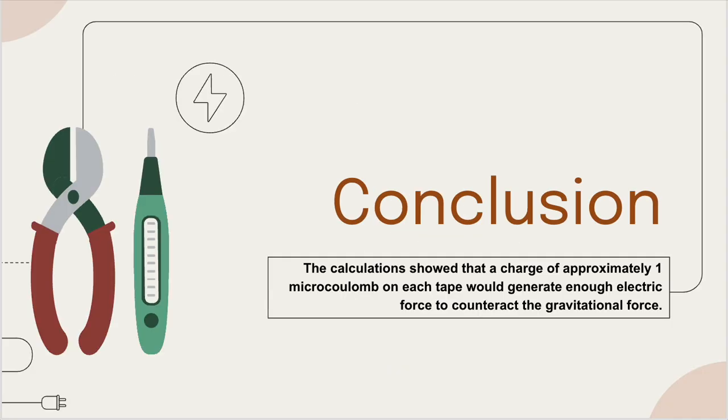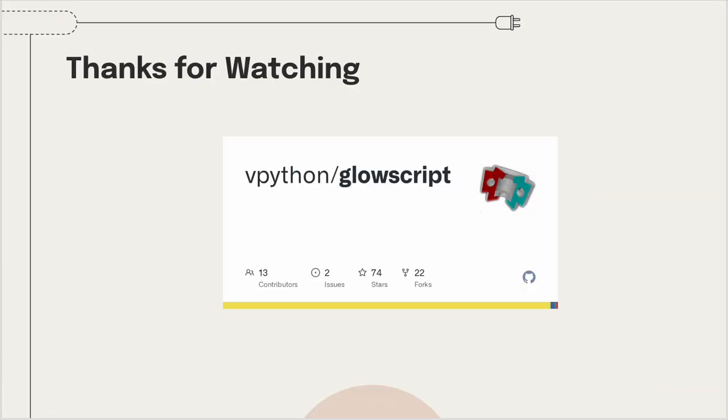In conclusion, we successfully modeled the interaction between two charged U-tapes and determined the charge necessary to make one tape float above the other. The calculations showed that a charge of approximately 1 microcoulomb on each tape would generate enough electric force to counteract the gravitational force. While this model simplifies the situation by treating the tapes as point charges, it provided a good estimate of the required charge.